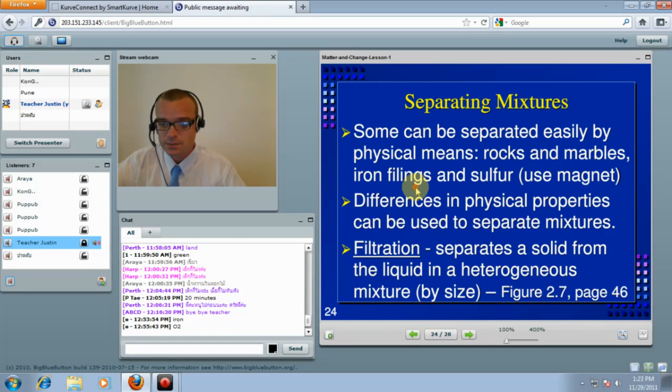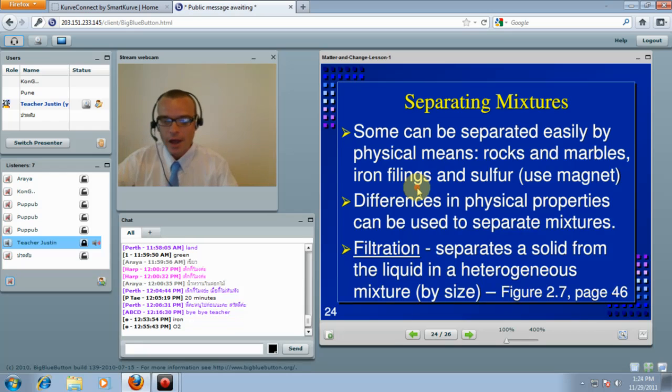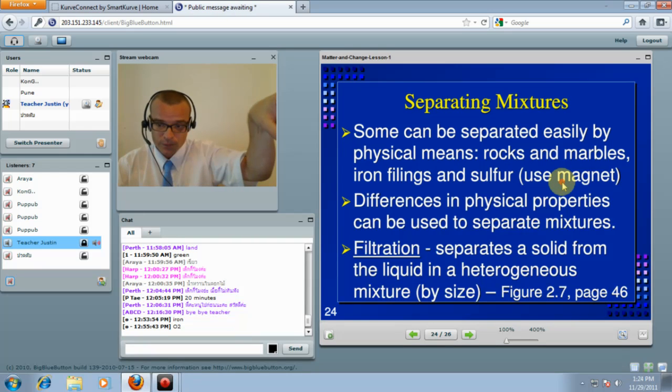Separating mixtures. Some can be separated easily by physical means, rocks and marbles. Rocks and marbles, very easy, you separate them using your hands. Iron filings and sulfur. You've come across sulfur in your lab classes, I'm sure. If you mix them up, use a magnet, pass the magnet over the top. Iron filings will obviously come up and stick to the magnet.